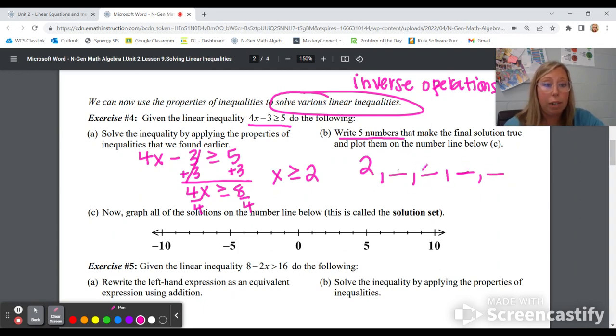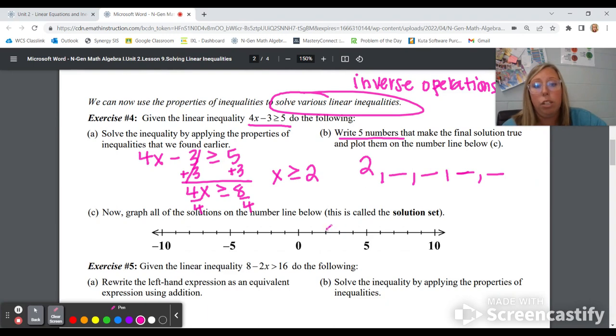You need to pause for a second to write those 4 numbers down. 4 numbers that are also true in this inequality, so numbers that are greater than or equal to 2. Then you're going to come down to part C and plot your numbers that you selected.